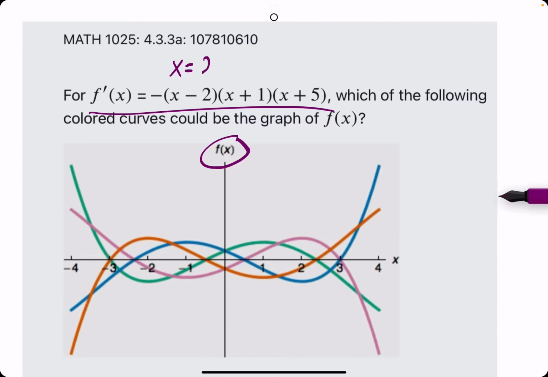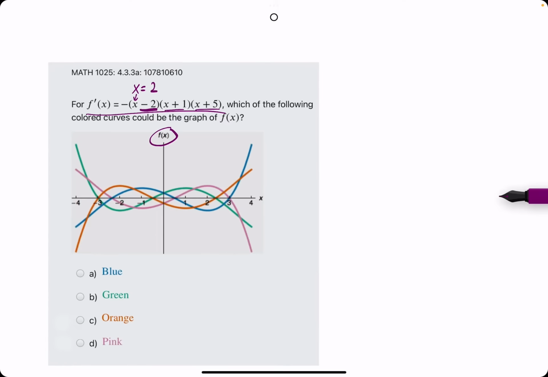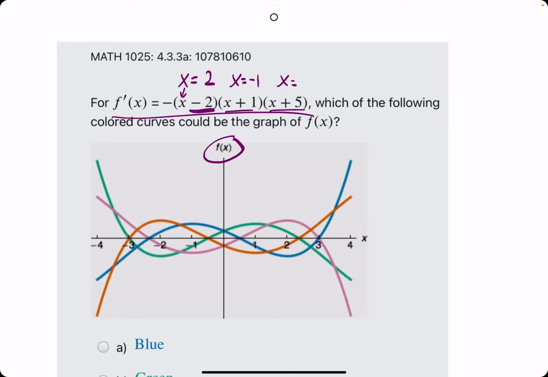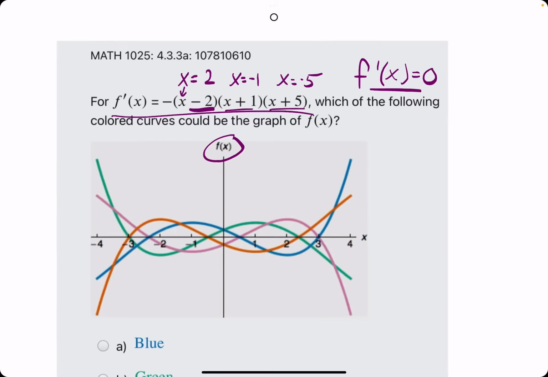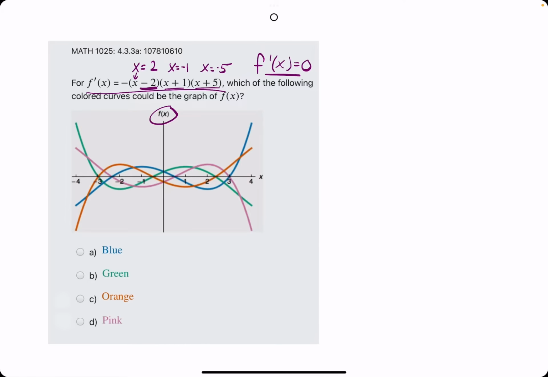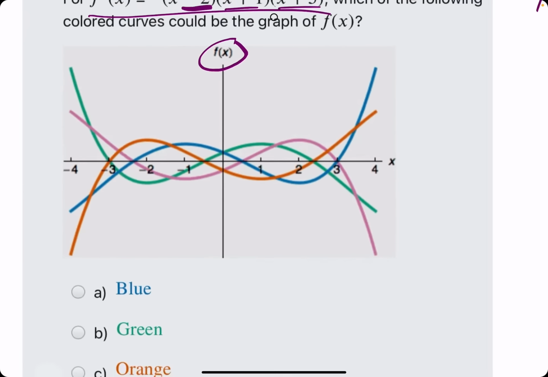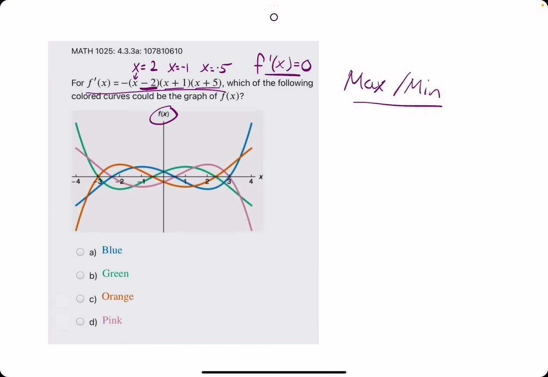The first one is x equals 2, because when we plug 2 in here, it makes this factor 0. Then when this factor is multiplied by everything else, it makes the entire f prime equation equal to 0. Therefore, the other x values are -1 and -5, because when those x values are plugged in, f prime of x equals 0. What's the significance of this? When f prime is equal to 0, we have a critical point, or a possible location for a max or a min. So what we should see first to help us eliminate some options are maxes and mins.